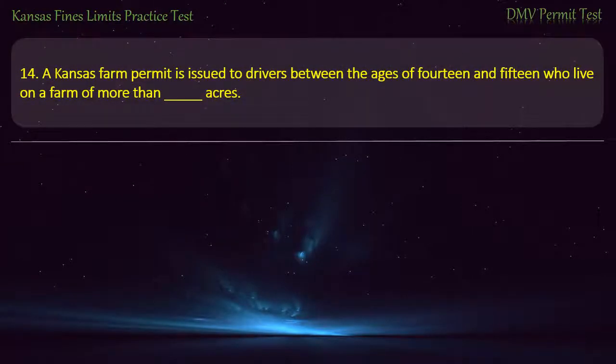Question 14. A Kansas firearm permit is issued to drivers between the ages of 14 and 15 who live on a farm of more than blank acres. 30. 200. 20. 100. Answer. 20.